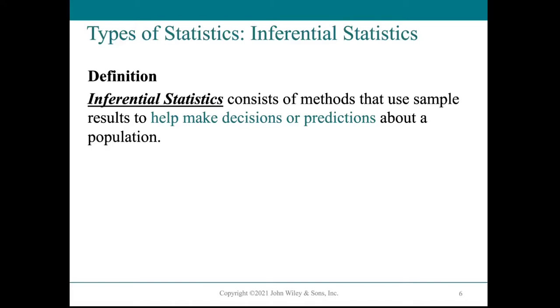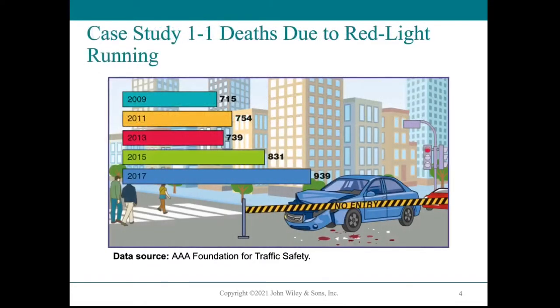Now, inferential statistics is the thing that descriptive statistics cannot do. Inferential statistics consist of methods that use sample results to help make decisions or predictions about a population. For example, going back to this data, as you can see, from 2009 to 2017, there's an upward trend. In inferential statistics, we can determine if there really is an upward trend. The data here is just made using descriptive statistics.